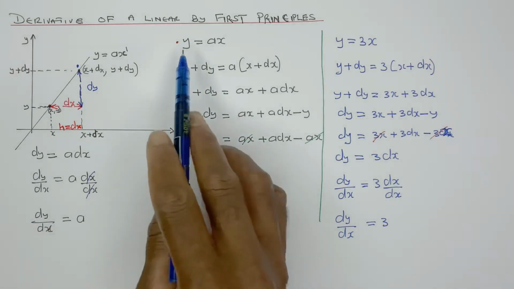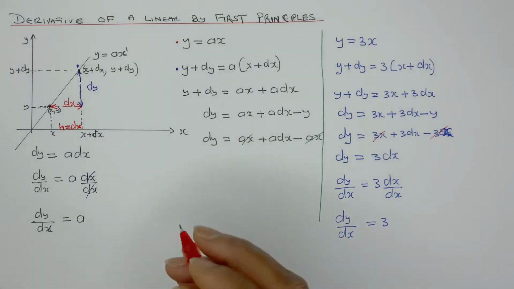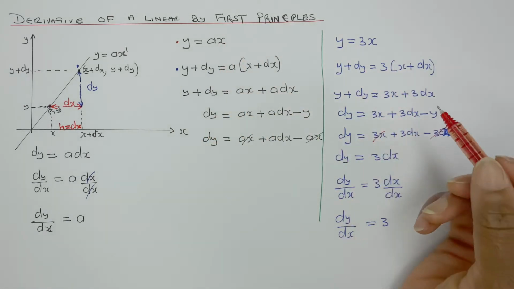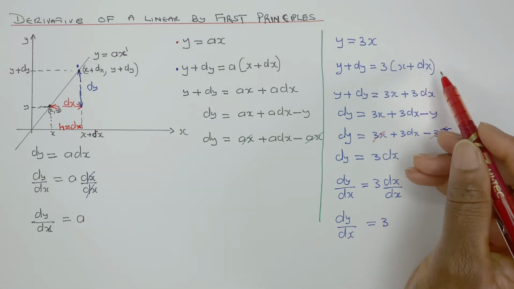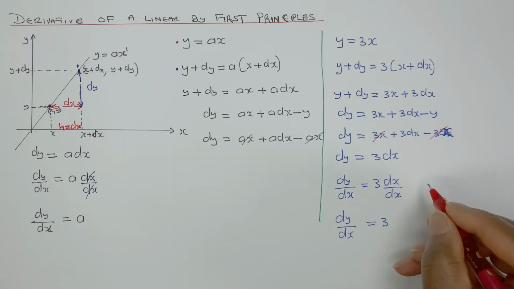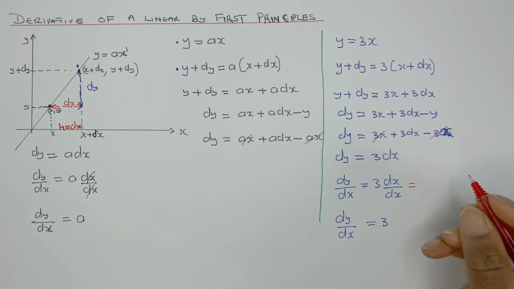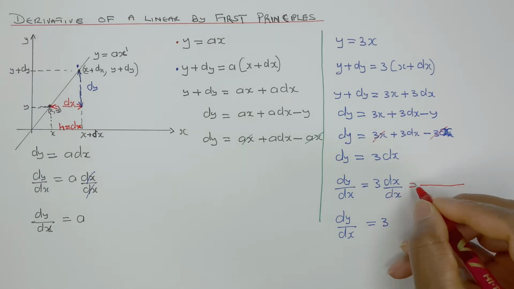So if you differentiate y equals ax, you just get a. And that's the derivation from first principles. As I said, people use h instead of dx. So you would see dy over dx will be, this is the formula that people use. They just say it's the same thing.